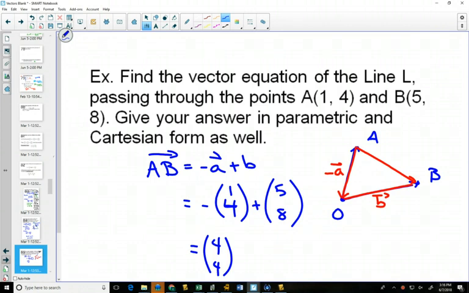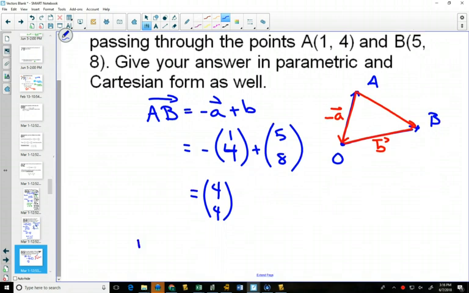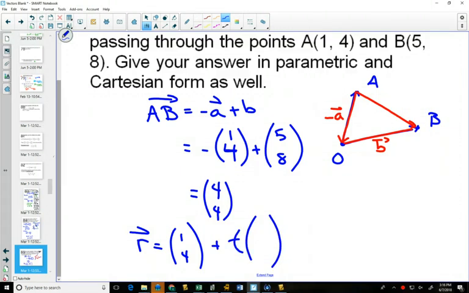And then to find my vector equation of the line, I can choose any point. So I could choose (1, 4) or (5, 8) to go here. It doesn't matter. I typically choose the first one. And then we need to go plus t times the direction vector. So I would normally put in my direction vector, what numbers go here? (4, 4), because that's what I found out, right?